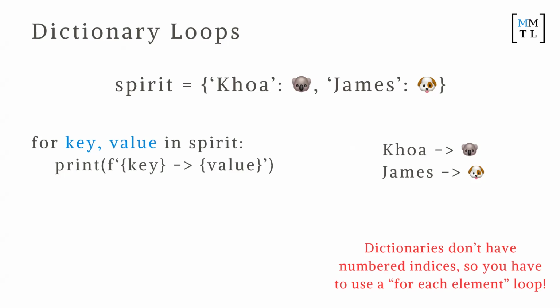Okay, so the first time it iterates, key will be assigned to qua and value will be assigned to koala in one step. Okay, and then it prints it out. And then the second time, key will be assigned to James and value will be assigned to dog, and then it prints it out. Okay, so this is a very neat way to for loop for a dictionary that is very short. So you can just simply say for key, value in dictionary.